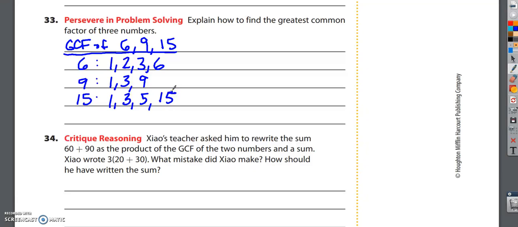And what numbers go in all of them? 1 is in all three, and then there's only one other number. It's 3. 3 is in all three factors. So it says explain how to do that.